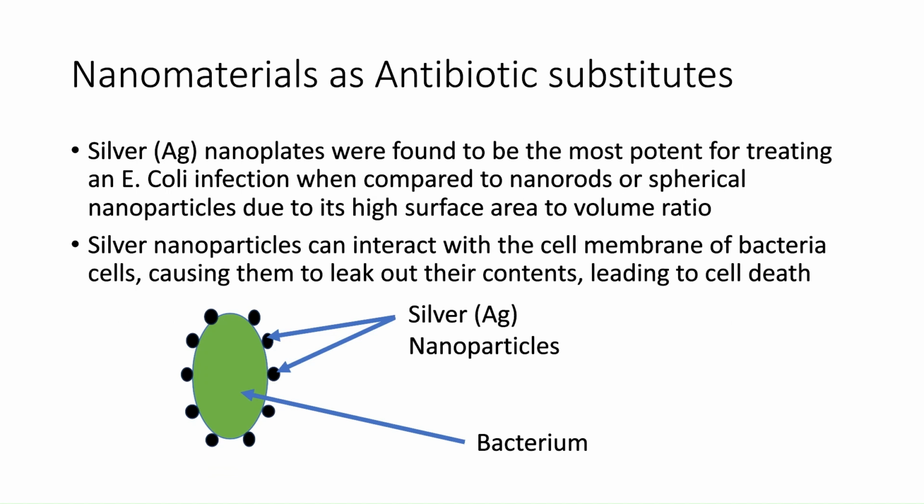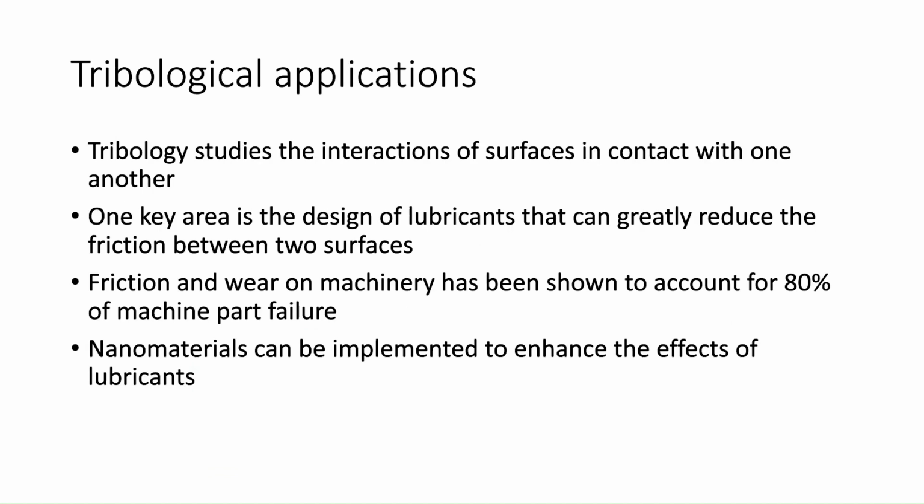So one specific nanomaterial is silver, specifically silver nanoplates, which have been shown to be very effective against E. coli, and they essentially attack the cell by penetrating the cell membrane of the bacteria, which causes it to leak out its contents, such as the sugars and proteins that it needs to function.